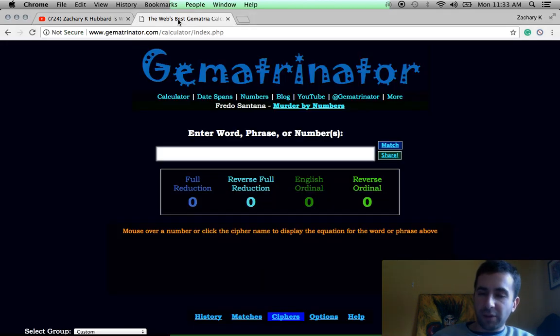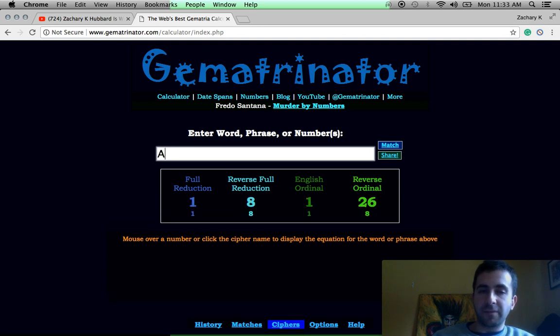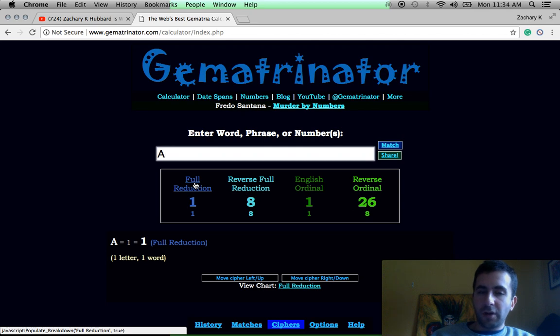And before we get to it, let's just make sure we understand how Gematria works within the English language and the four base ciphers. So let's just start with the letter A. On the screen, you see A equals 1 in full reduction. A equals 8 in reverse full reduction. A equals 1 in English ordinal. A equals 26 in reverse ordinal. Let's begin with the English ordinal.